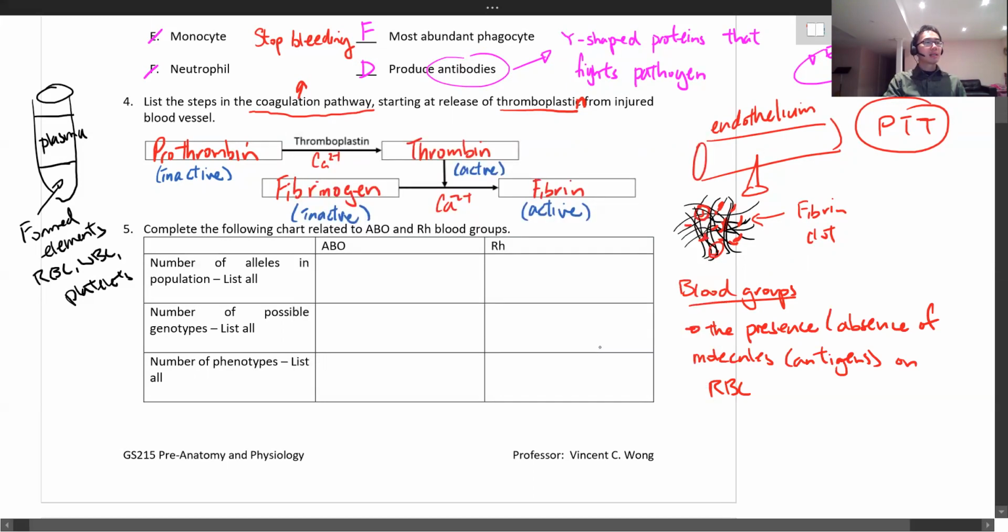Shamira and Safi said 3. That is correct. We have the IA allele, IB allele, and the little i allele. Okay, so 3 in total.